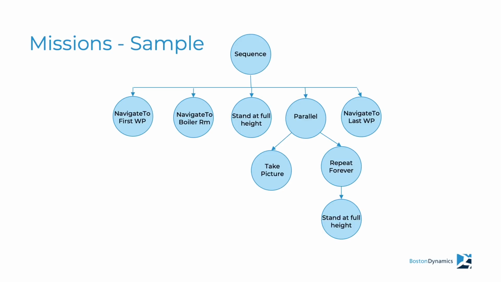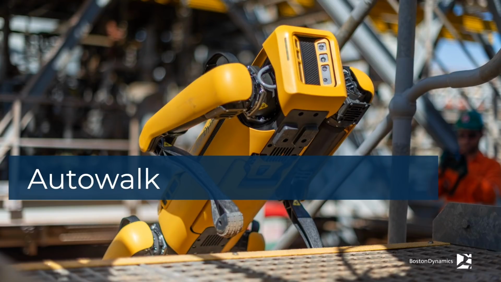Once the parallel node is complete, the mission will advance to the last waypoint in the sequence, which is a navigate to the last waypoint in the graph. And you can imagine that you could daisy chain together a bunch of these nodes to make much more complicated behavior than just go to one place and take a picture. You could go to 10 places and take 10 pictures or do a laser scan or whatever other nodes are available to you. Now let's talk about Autowalk.